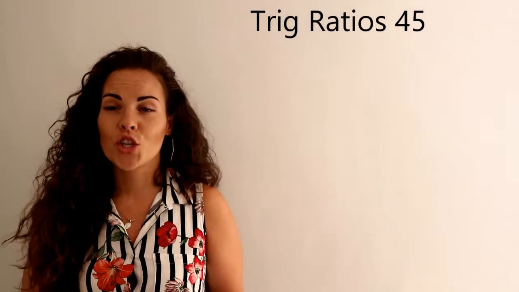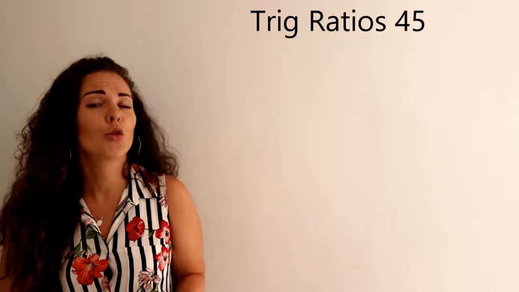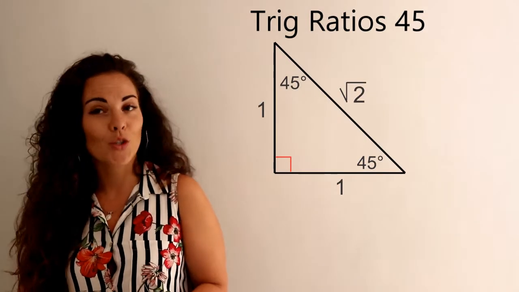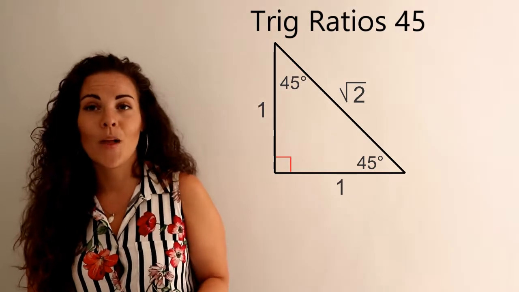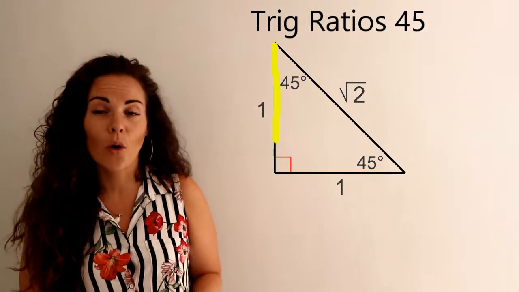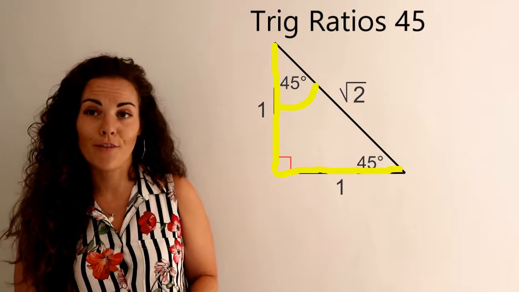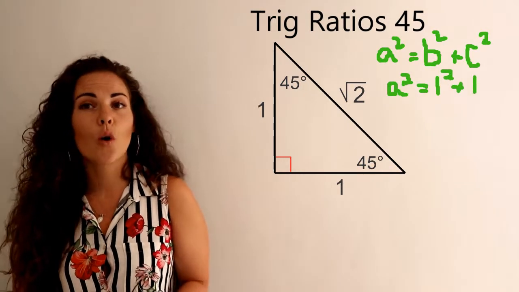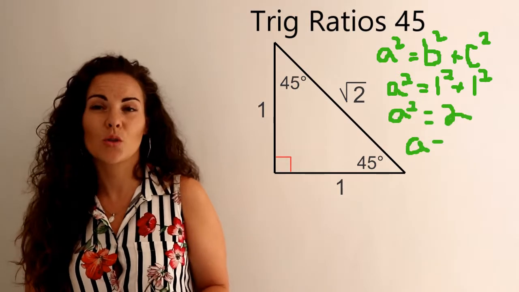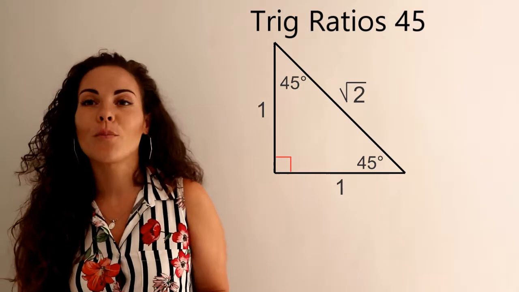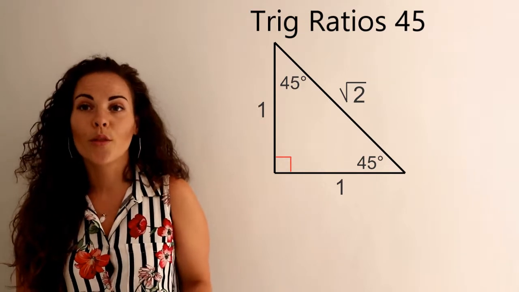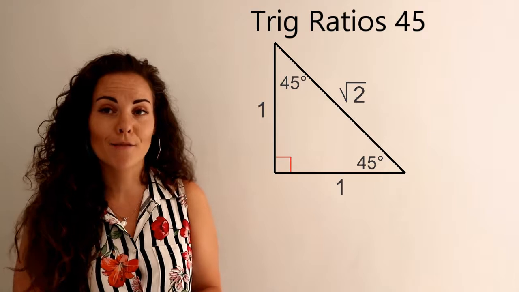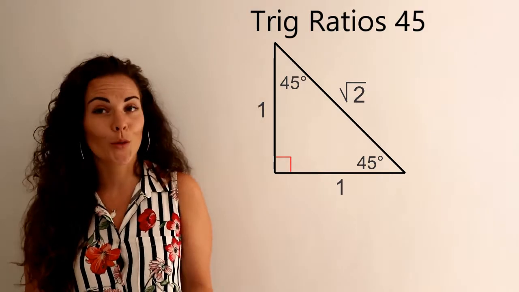So for the trigonometric ratios of 45 degrees, I'd recommend you remember this triangle. This is a right angled triangle that's also an isosceles triangle. That's why you have two sides being 1 and two angles being 45. Now, if we apply the Pythagoras theorem to this, we can work out that the hypotenuse is the square root of 2. If you remember this triangle, you can remember the trigonometric ratios for sine 45, cos 45 and tan 45 by just applying SOHCAHTOA.